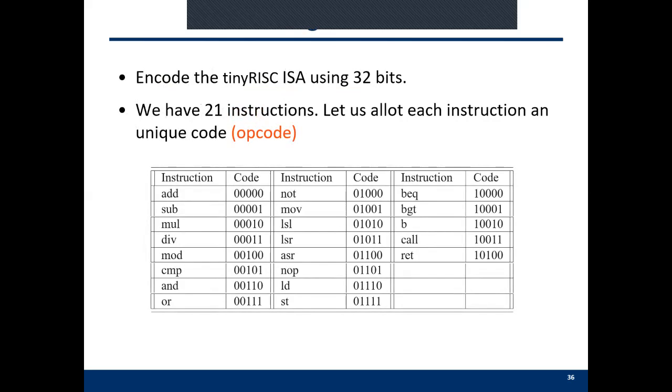Because this is a RISC instruction set, the length of each instruction is the same. So each instruction will be encoded by 32 bits, I'm sorry. We have 21 instructions, so we use 5 bits to do the encoding. The 5 bits indicate the instruction. For example, the addition is encoded as all zeros here. By looking up this table, you can know what instruction you are executing.